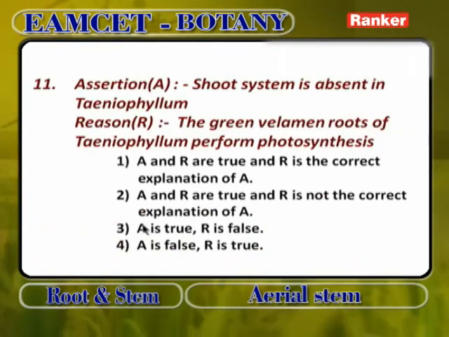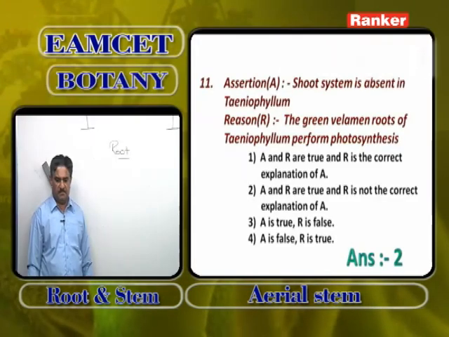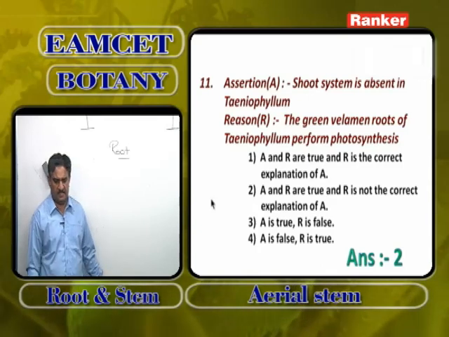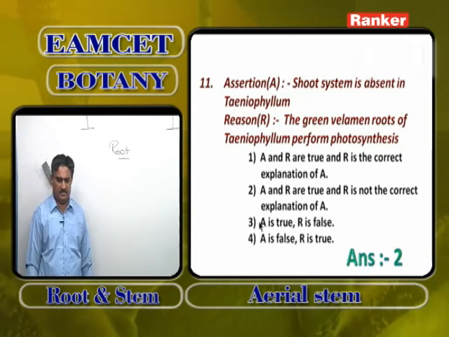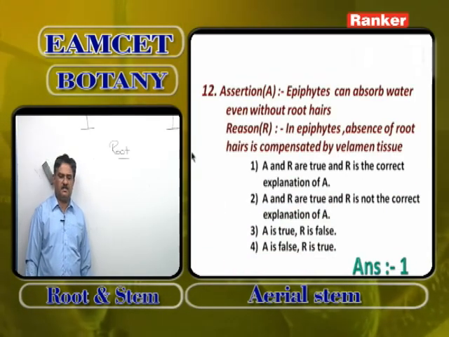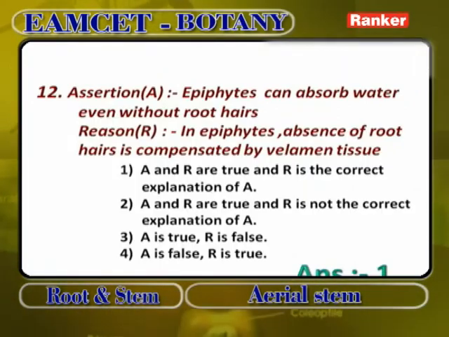Next. Assertion reasoning. Shoot system is absent in Tinospora is correct. The green velamen roots of Tinospora perform photosynthesis is also correct, but both these are not related. That's why A and R are true. R is not the correct explanation of A. Next. And again assertion. Epiphytes can absorb water even without root hair. In epiphytes, absence of root hair is completely compensated by velamen tissue. So, first option. A and R are correct. R is the correct explanation of A.